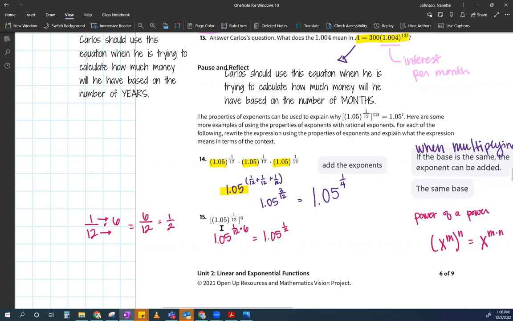Okay. So what about this one? This in here represents the growth factor for your interest for 1 month. For 1 month. Then when I take it to the 6th, what does that mean? Yeah, that's exactly what it means. It means 6 months.